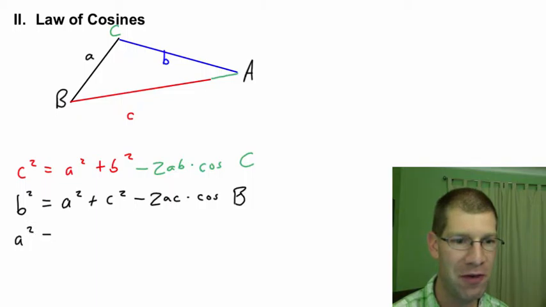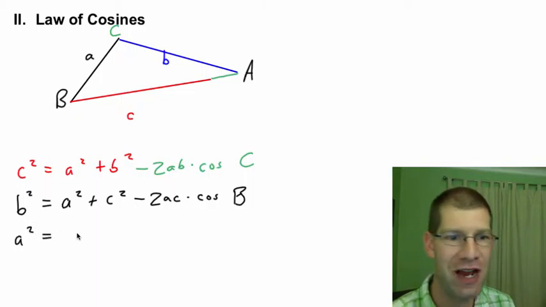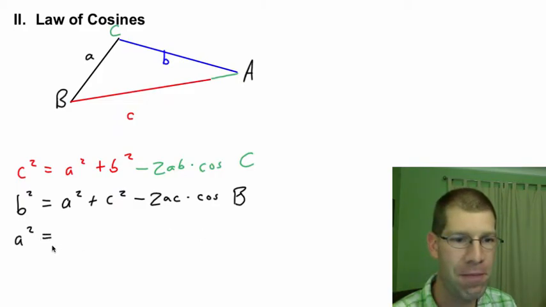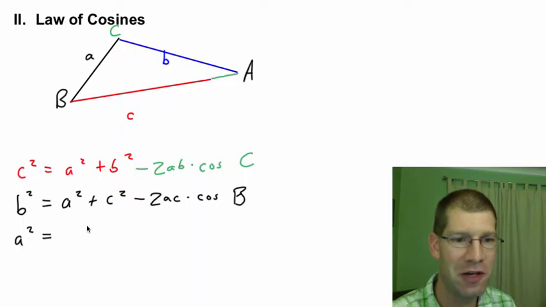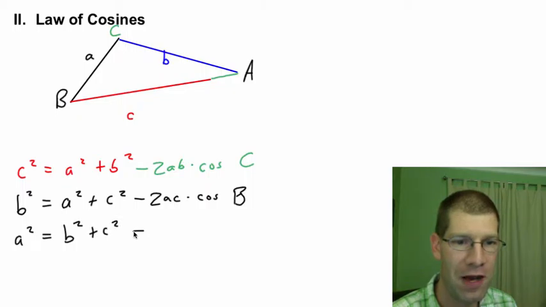I'm going to pause for about 3 seconds, give you a head start, try to fill in what the rest of that equation would be. Alright, so I'm going to fill mine in now and see if I can catch up to you. So a squared equals, it's going to be the other two letters, so b squared plus c squared, minus 2 times b times c, times cosine of capital letter A.